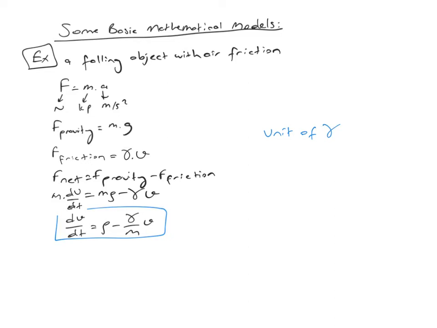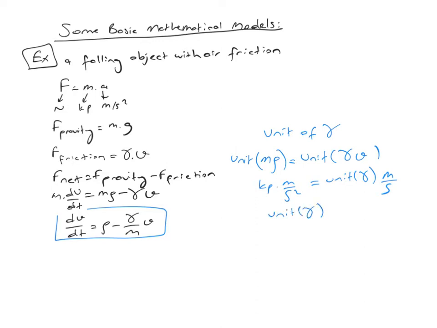By investigating this differential equation, we can find the unit of gamma. The unit of gamma times V must be equal to unit of M times G. Unit of mg is equal to kilogram times meter per second square. It must be equal to unit of gamma times unit of speed, which is meter per second. From here, it is found out that unit of gamma is equal to kilogram per second.